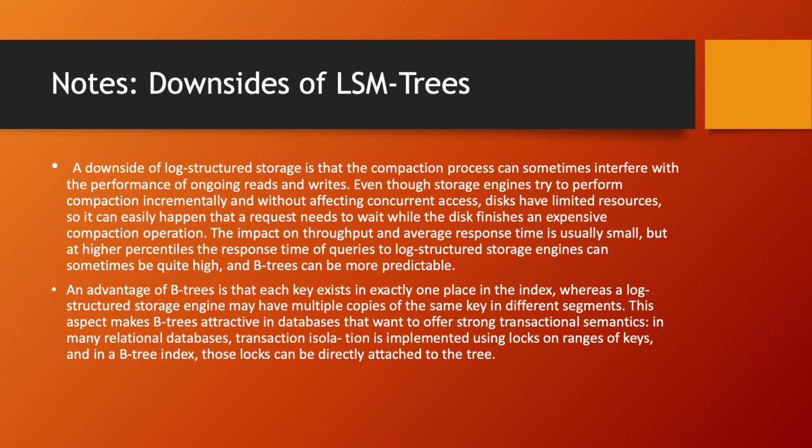An advantage of B-trees is that the key exists in exactly one place in the index, whereas a log-structured engine may have multiple copies of the same key in different segments. This aspect makes B-trees attractive in databases that want to offer strong transactional semantics. In many relational databases, transaction isolation is implemented using locks on ranges of keys, and in a B-tree index, those locks can be directly attached to the tree.